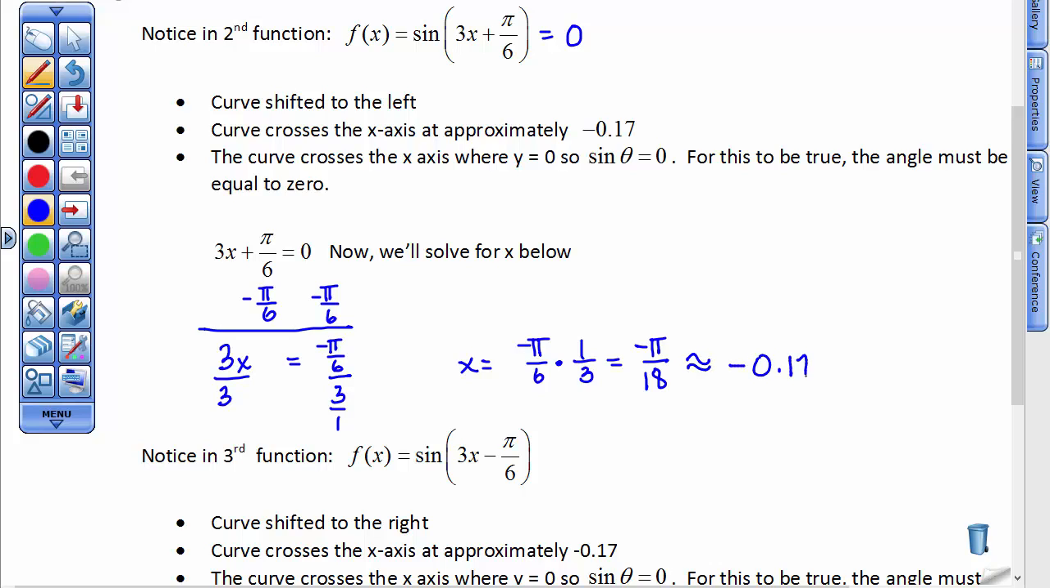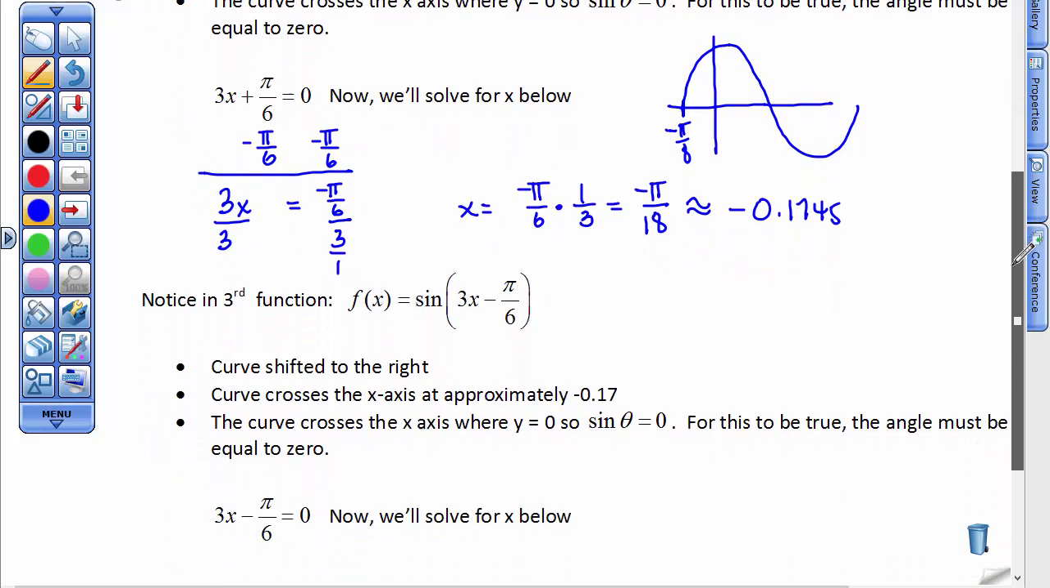0.1745 is where this curve is shifted to. So right here, this negative pi over 18 is where this sine curve got shifted to. Its displacement. Please notice it was 3x plus pi over 6. We ended up moving the pi over 6 to the left, or taking a negative pi over 6 and dividing by the coefficient of x, which was 3.